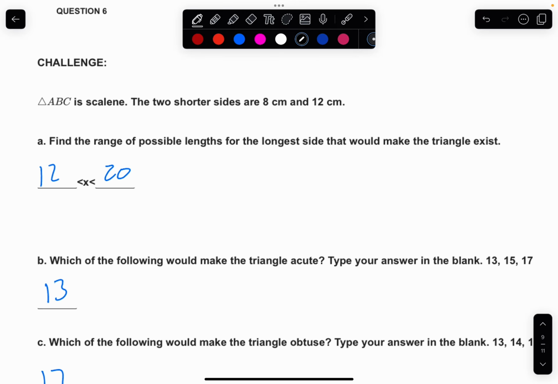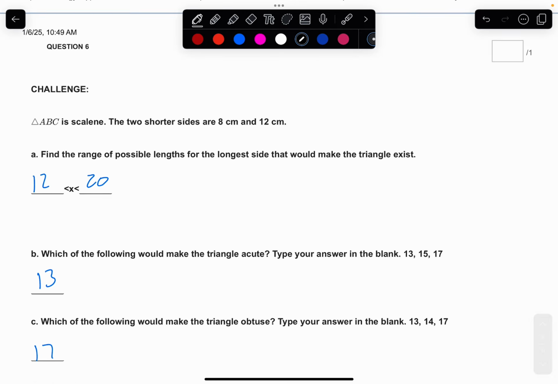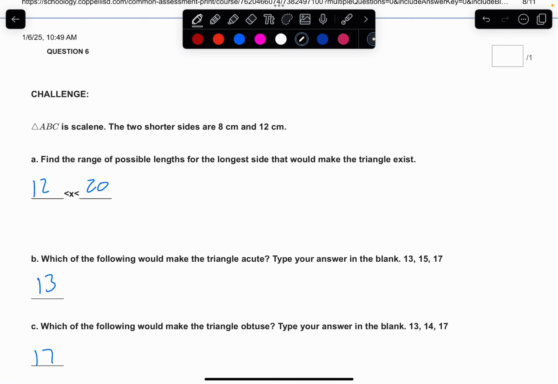More challenge questions. It says triangle ABC is scalene. The two shorter sides are 8 and 12. Find the range of possible lengths for the longest side that would make it exist. We did this before Christmas. It was on the last test. Remember that if you have lengths of 8 and 12, you have to add them to get the upper boundary and subtract them to get the lower boundary.